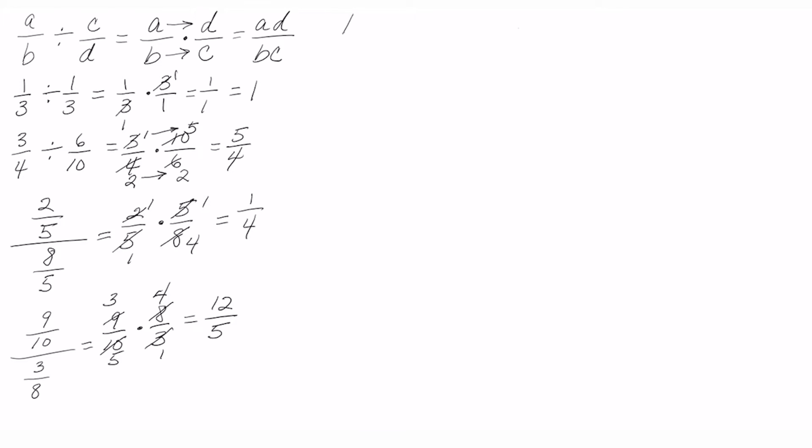So our next one is going to be 16 over 11 divided by 8 over 3. So once again, we turn the second fraction over and then multiply. So we can cancel out 8 from the 8 and 8 from the 16. So that's going to leave us 2 times 3 is 6. Over 11 times 1 is 11.